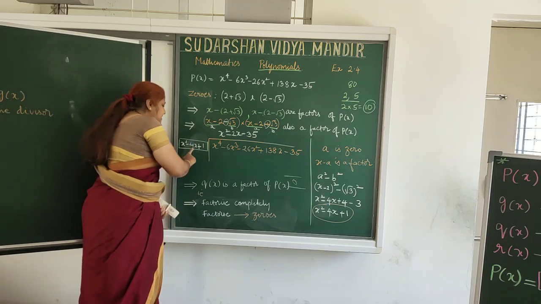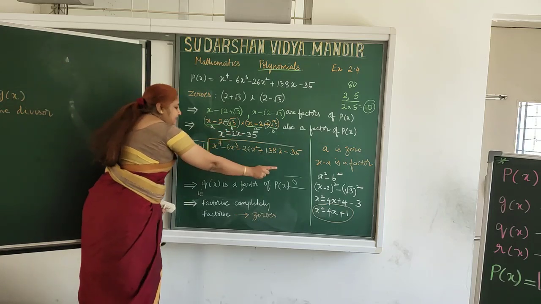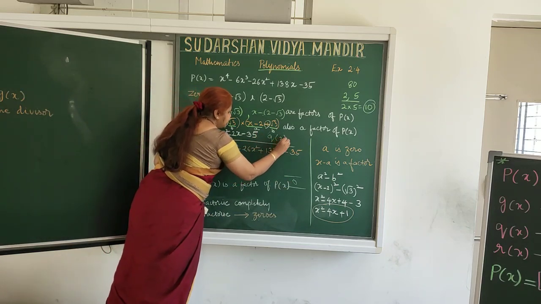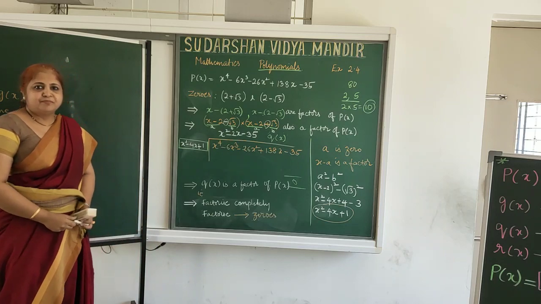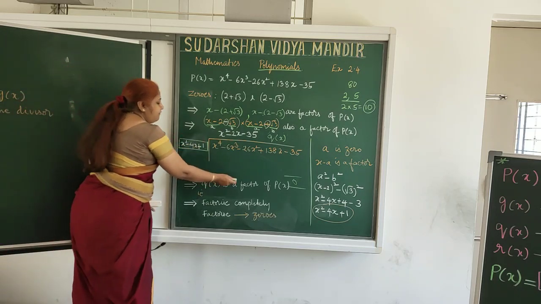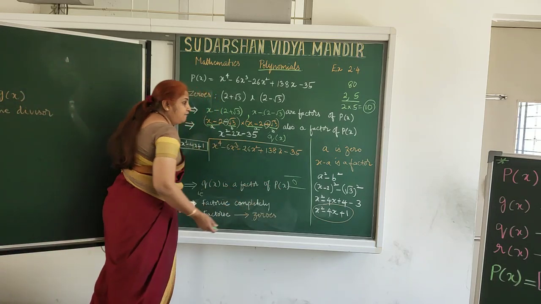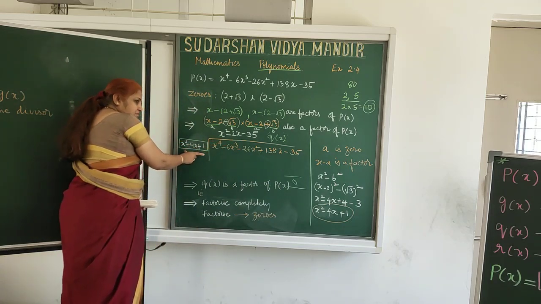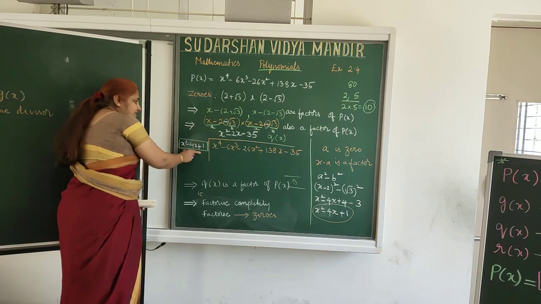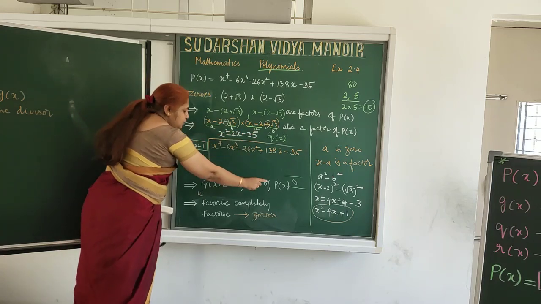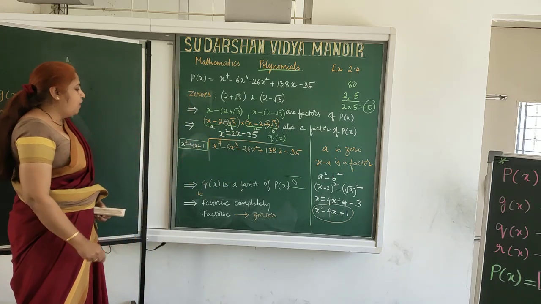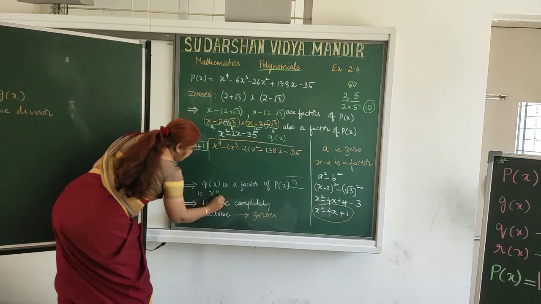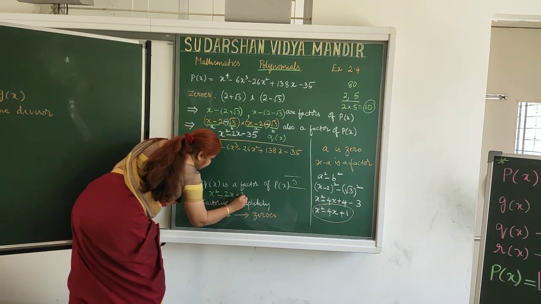And because this is a factor, you will get the remainder as 0, and this is q of x, the quotient. The quotient is a factor of p of x. If you have an expression completely divisible, this is a factor, the quotient is also a factor. So what is the quotient here? The quotient is x squared minus 2x minus 35.